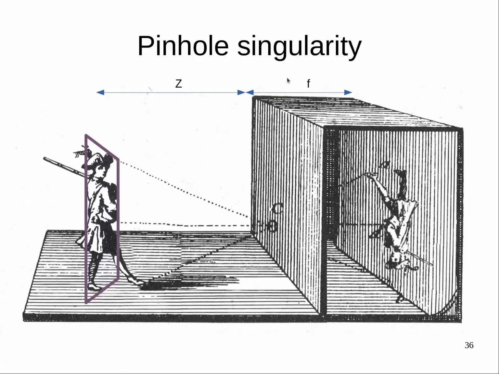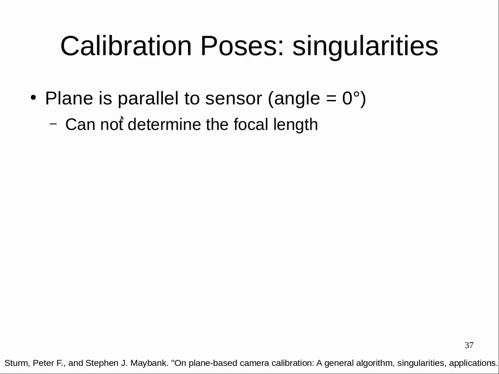So the first pinhole singularity is like the one we just saw. It only occurs if the calibration plane is parallel to the sensor, so the angle between them is 0. And in this case, we cannot determine the focal length.